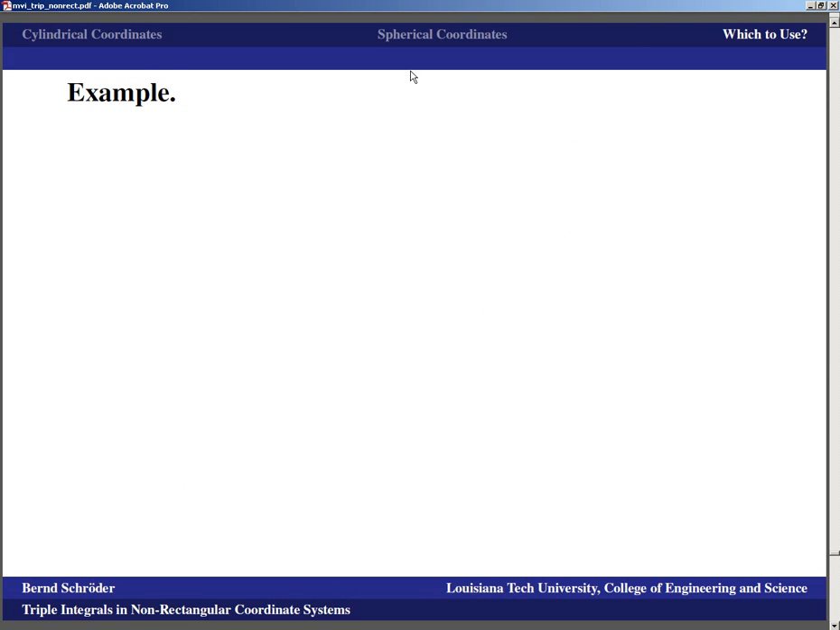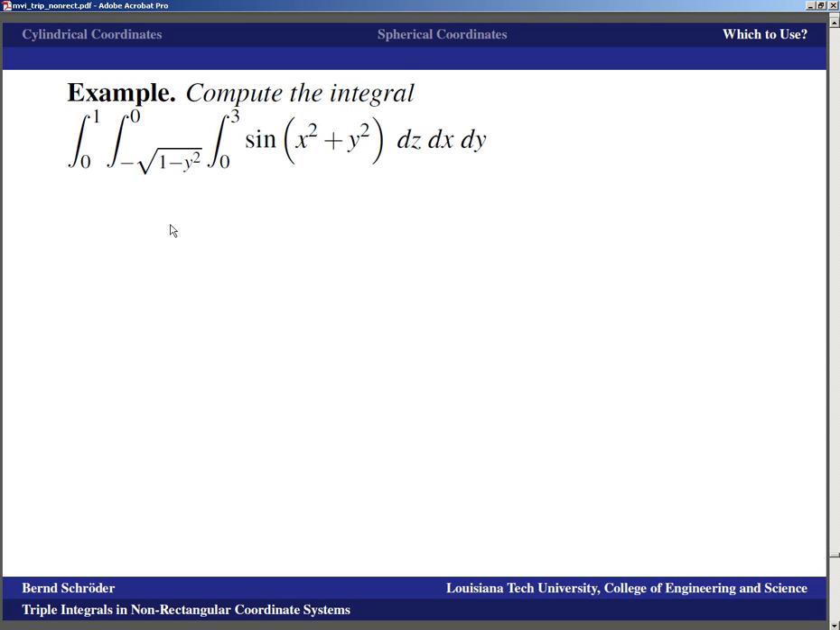When we have a general integral given, we don't know offhand which coordinate system to use. So let's take a look at this one. We want to compute the integral from 0 to 1, integral from negative square root of 1 minus y squared to 0, and integral from 0 to 3 of sine of x squared plus y squared dz dx dy. Well, let us see what we could use here. Our y goes from 0 to 1, our x goes from a negative semicircle to 0, and our z goes straight up. So that looks cylindrical.